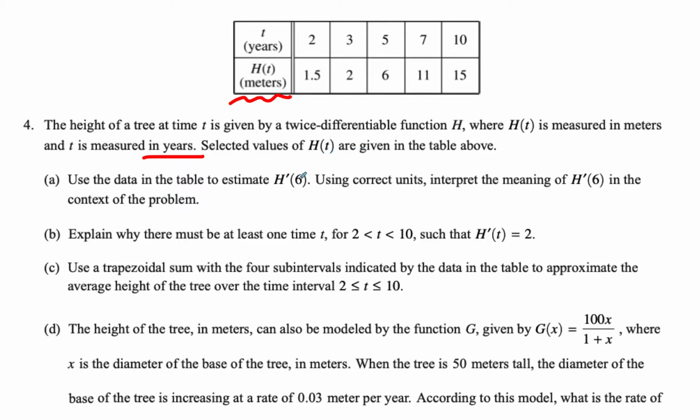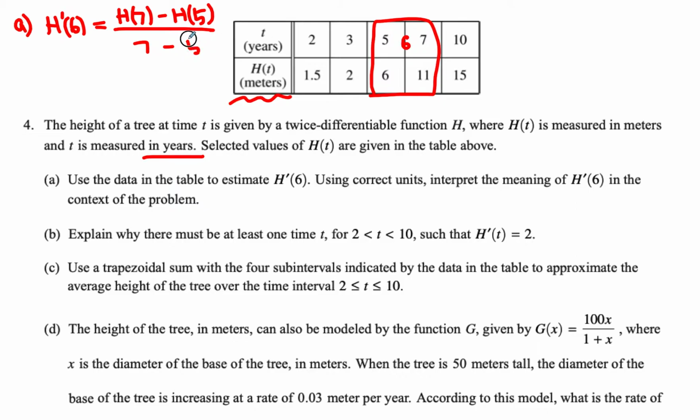When you look into that, we don't have 6. 6 should have been right over here. Then how can you approximate the derivative at 6? Oh, okay, we're going to be using the values around it. So to show the solution for A, h prime of 6 can be expressed as an average rate of change between 5 and 7. So we're going to get h of 7 minus h of 5 over 7 minus 5.